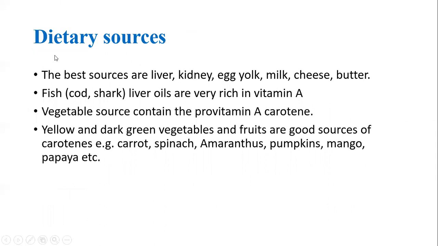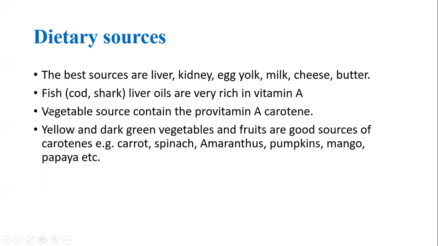Next, we discuss the dietary sources, because we already talked about how vitamins cannot be synthesized by our body. That's why they are required in our diet. First of all, we discuss the animal diet. The best sources from animals are liver, kidney, egg yolk, milk, cheese, and butter. And fish like cod and shark liver oil are also very rich in vitamin A.